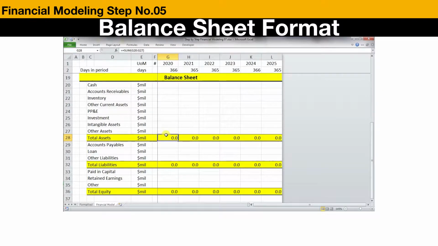Structure of the balance sheet is easy. Each item of assets, liabilities, and shareholders' equity are listed and then added to calculate the total amount. Depending on the company's operation and the industry it operates in, the balance sheet items may vary. These items represent the typical balance sheet.